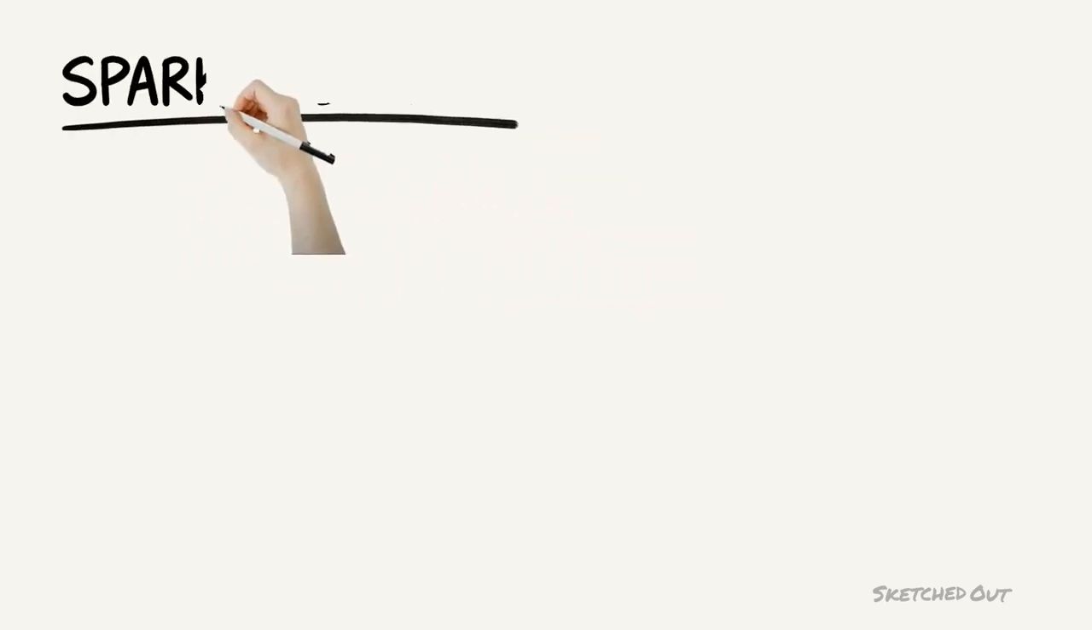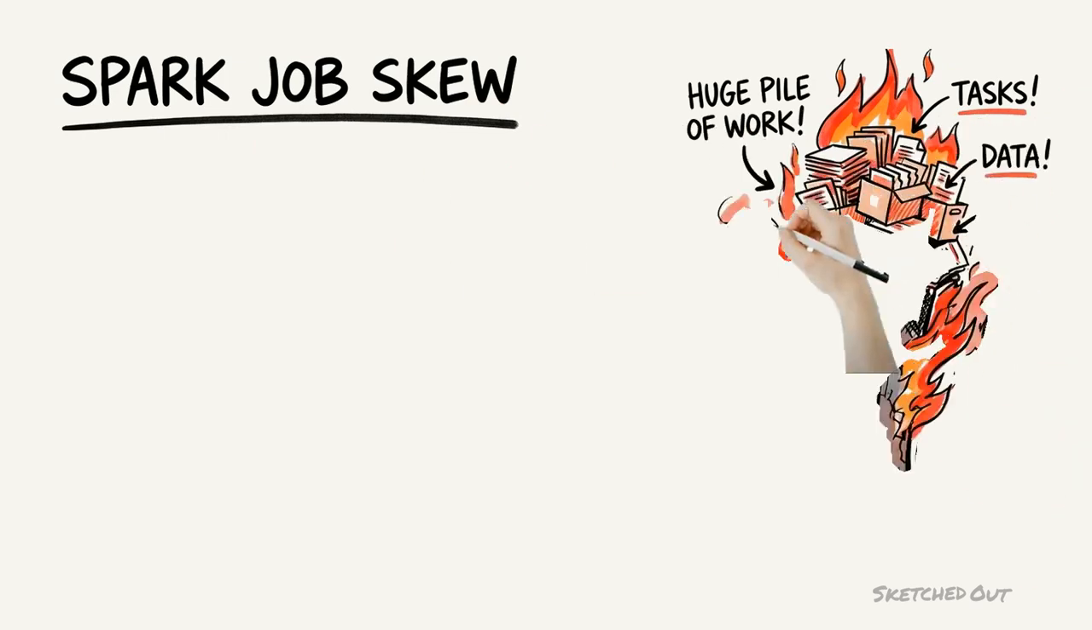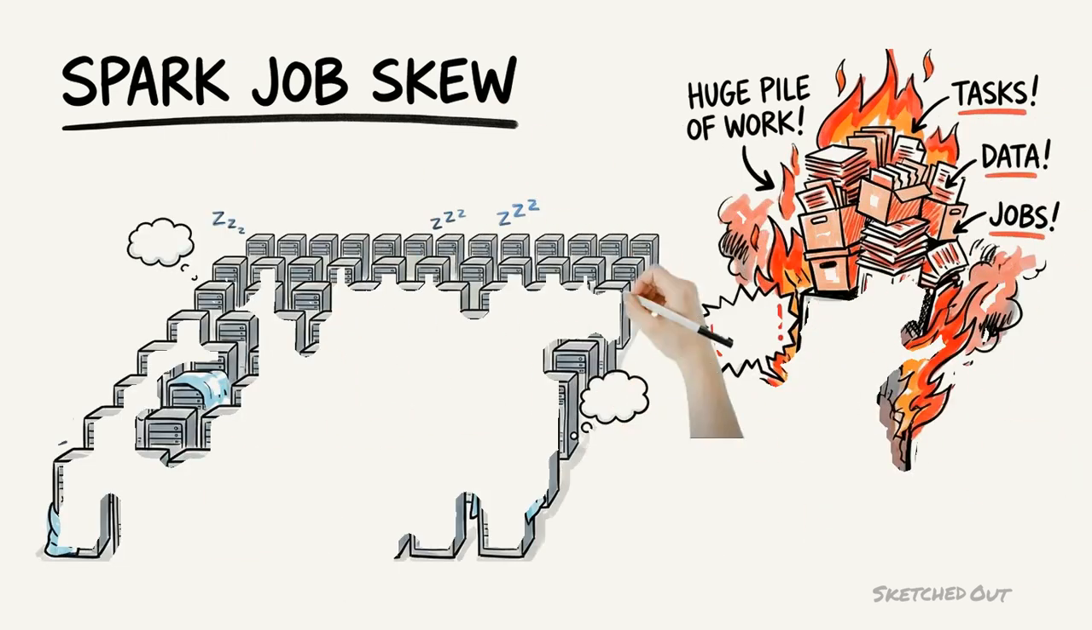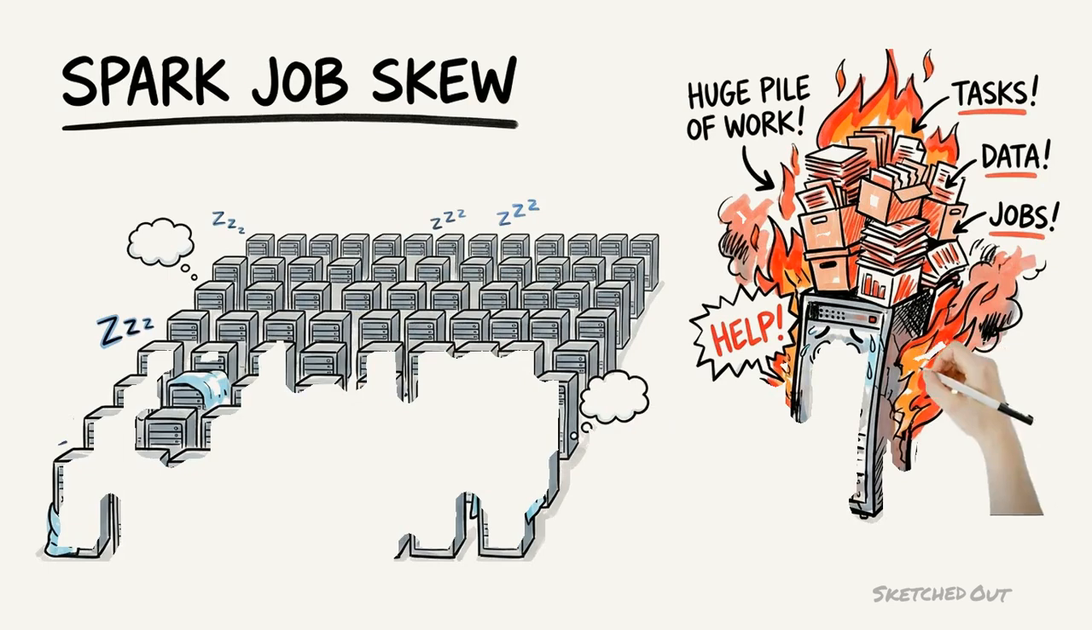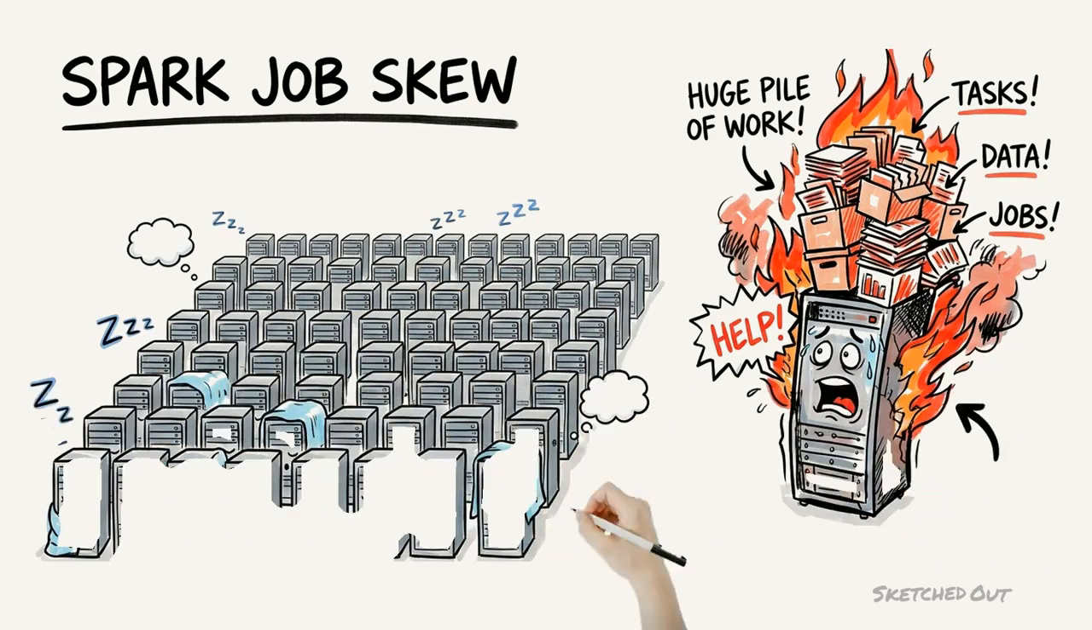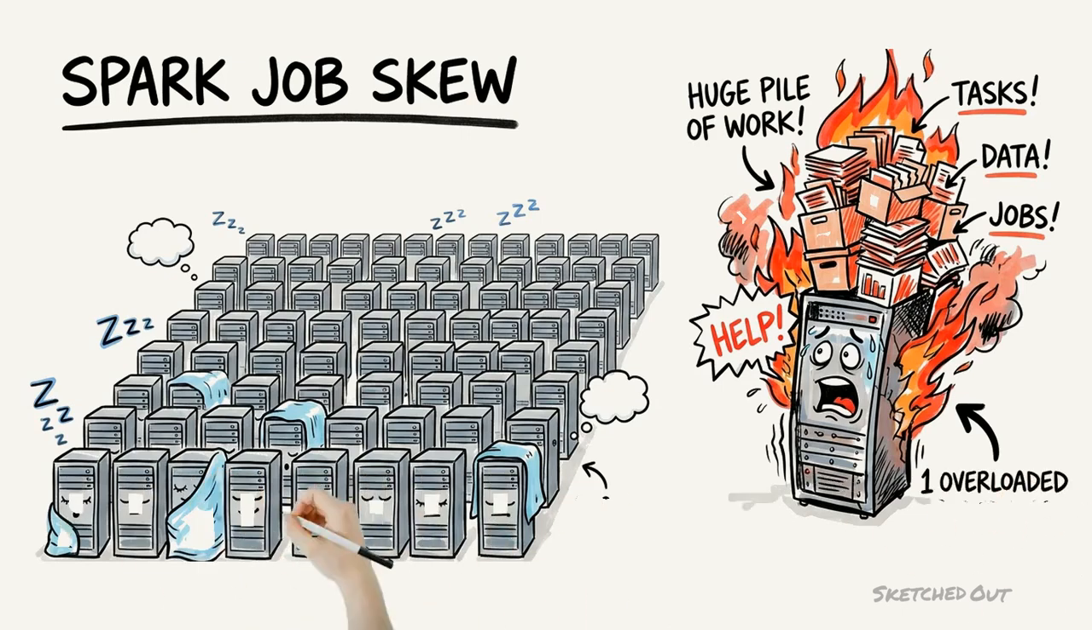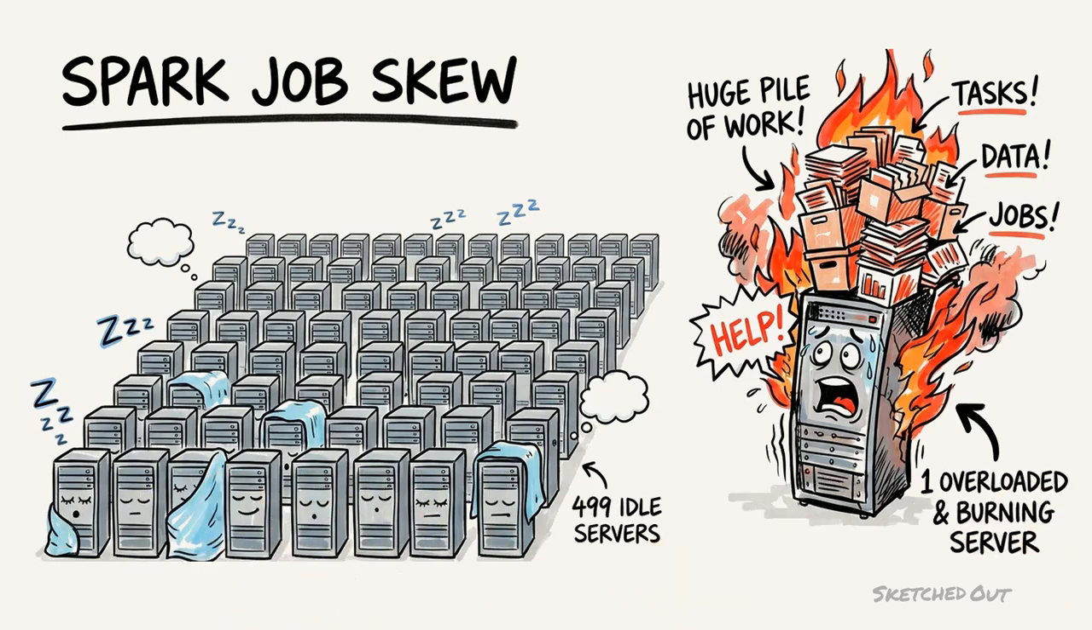499 tasks finished in about 2 minutes. One task has been running for an hour. Your cluster is sitting almost completely idle, burning money, waiting for one piece of work to finish. This is skew, and it is one of the most common ways a well-written Spark job falls apart in production.